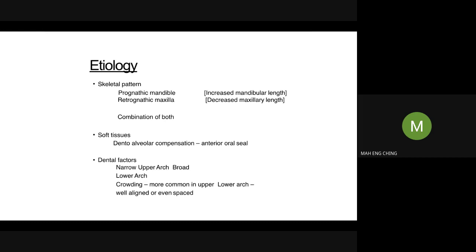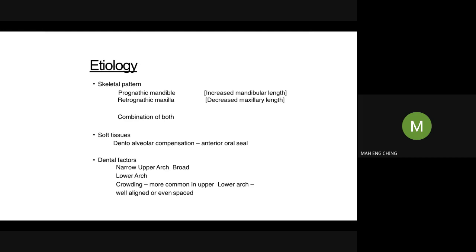Then soft tissue and dentoalveolar compensations. Because this kind of patient usually has a reverse overjet, the lips find it a bit difficult to achieve competency. So in order to achieve competent lips, the patient will usually try to bring the lower lip against the upper lip. This means we have to recline the lower incisor and procline the upper incisor.